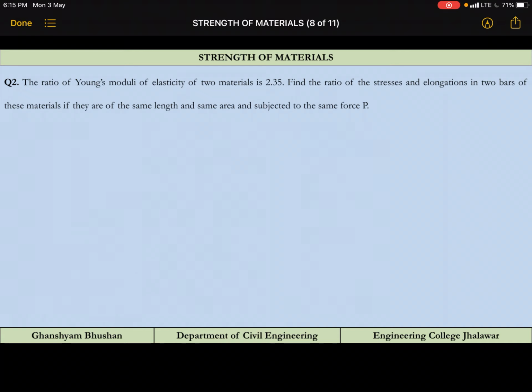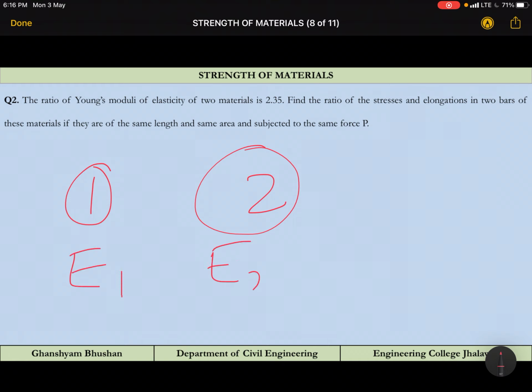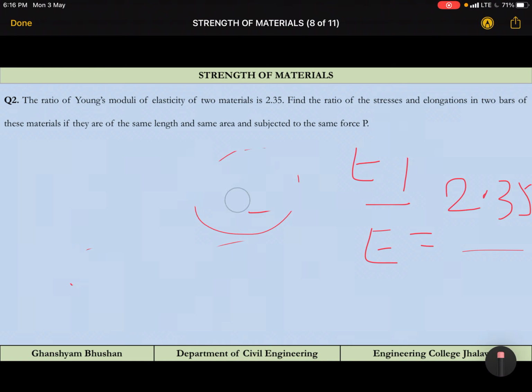The ratio of Young's moduli of elasticity of two materials is 2.35. So there are two materials, material 1 and material 2, so E1 and E2 are there. The ratio is given as E1 by E2 is 2.35. Find the ratio of stresses and elongations in two bars of these materials if they are of the same length, same area and subjected to the same force P. So let us see what it is saying.